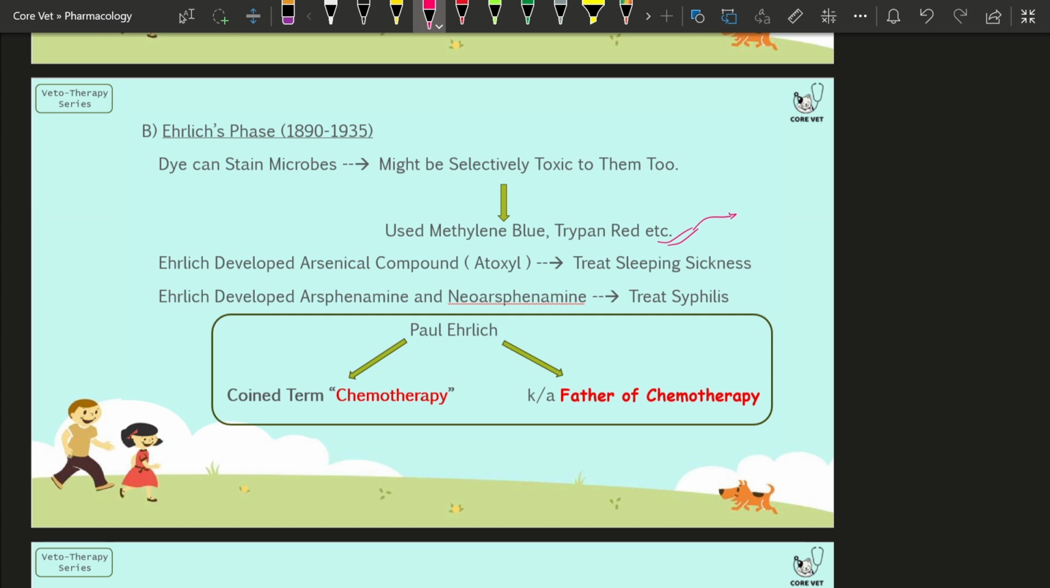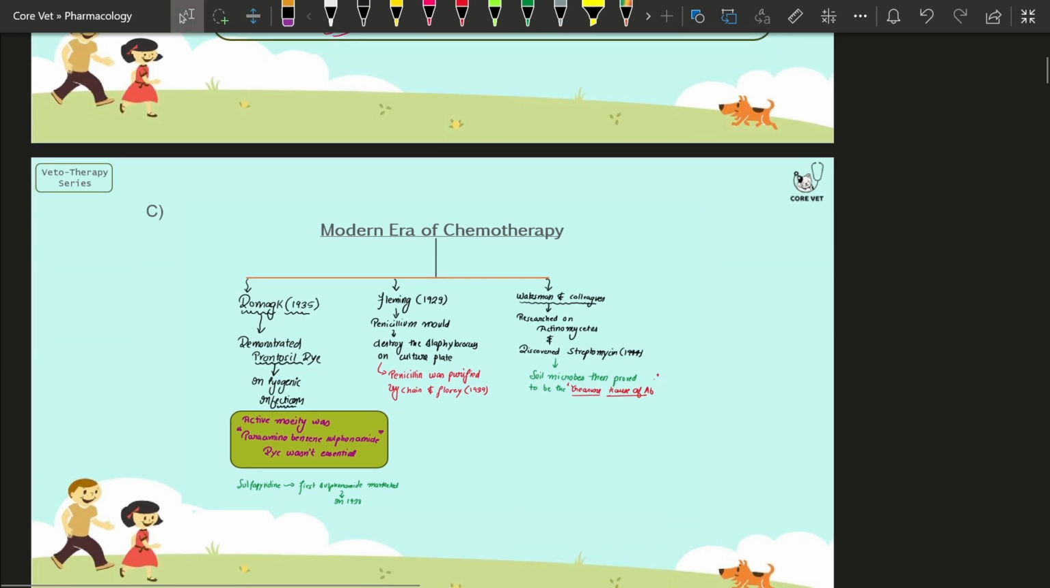Okay, so Ehrlich developed an arsenical compound, atoxyl, to treat sleeping sickness, and he also developed arsphenamine and neo-arsphenamine to treat syphilis. The two important things about Ehrlich are that he coined the term chemotherapy, and he is the father of chemotherapy, which you should remember. So Paul Ehrlich gave the term chemotherapy and is also known as the father of chemotherapy.